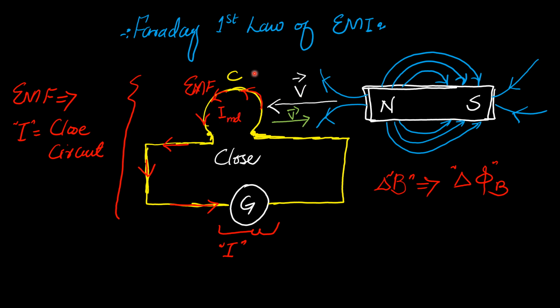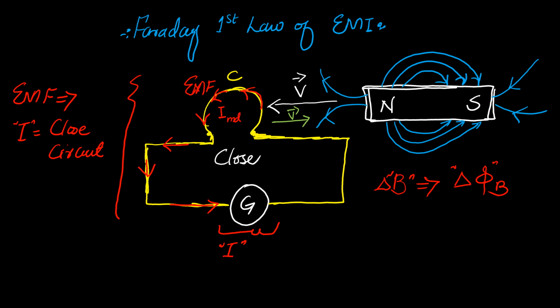So for the production of induced EMF, the relative motion of the magnet or the coil is important, because the relative motion of both causes a change in magnetic flux, and change in magnetic flux is responsible for the generation of an electromotive force.